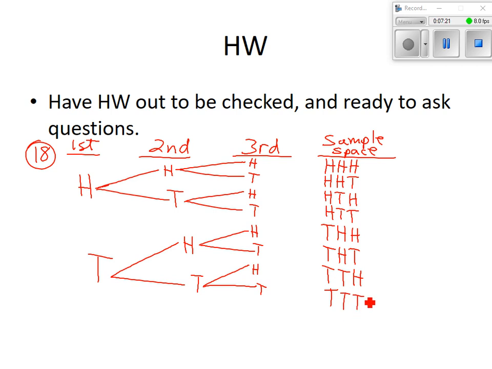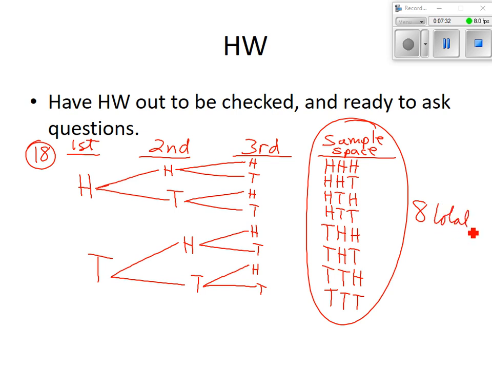So that's our sample space. They wanted that listed out. They also wanted you to come up with how many there are. How many are there? 8. So there's 8 total outcomes. Be able to list the sample space like this.